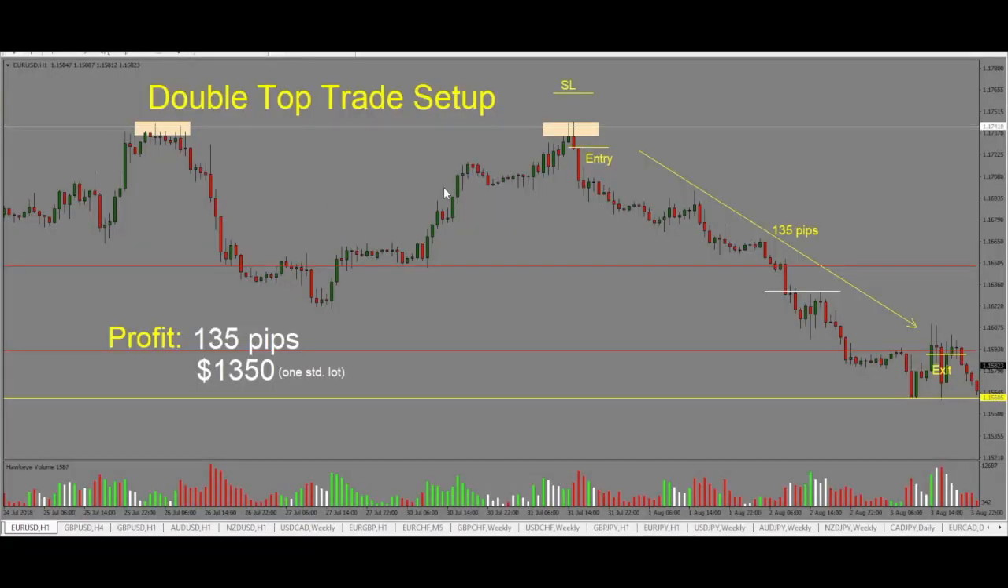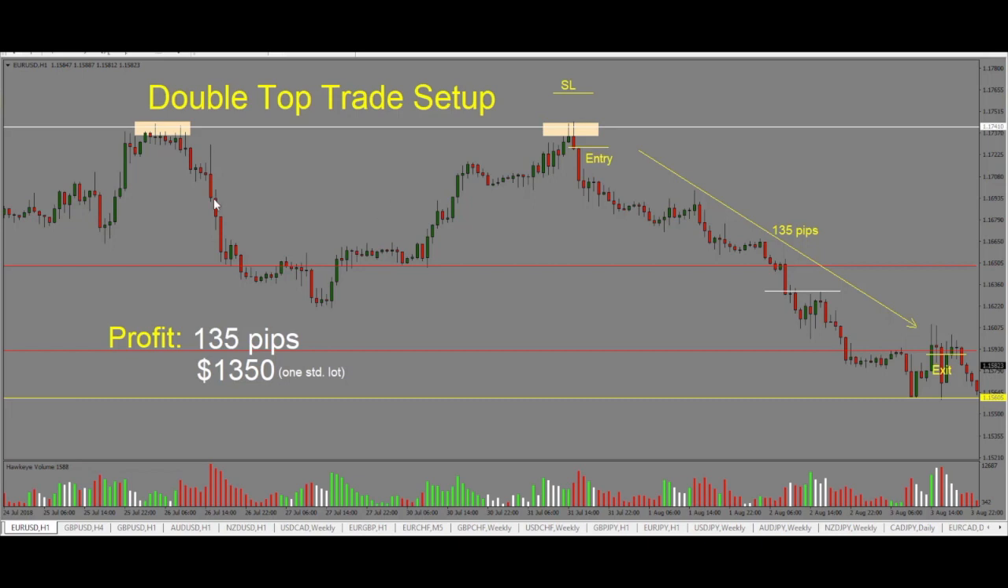Today, we'll take a look at a double top trade setup. A double top trade setup is a bearish reversal pattern, and we're looking for price to drop. So let's go on to the charts and we'll take a look at what this trade setup looks like, how to enter the trade, where to place our stop loss, and most importantly, how to exit the trade with a profit. If we're looking at a double top trade setup, this is Euro US dollar 1 hour chart.